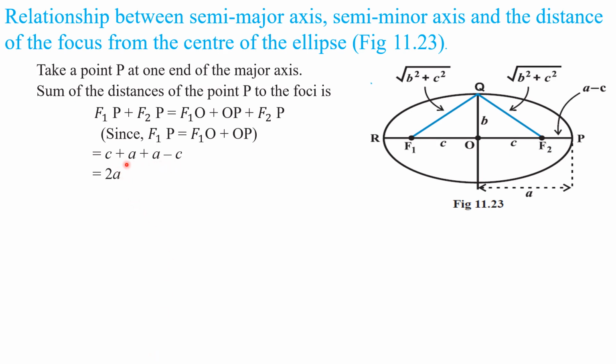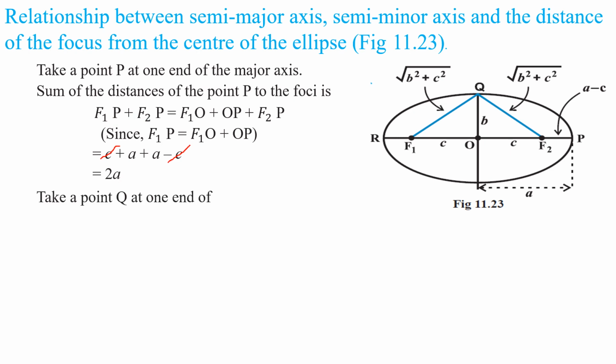By simplifying these four terms, what will you get here? Plus C minus C gets cancelled. Here plus C minus C gets cancelled, and A plus A gives 2A. Understood this step, my children? So F1P plus F2P is equal to 2A.